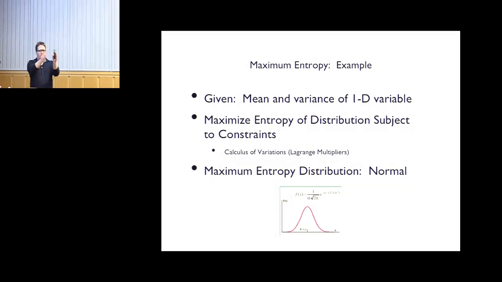You could do the same thing on some finite set of numbers on the real line or something, and you'd get a uniform distribution in that case. So all of your famous families of distributions pop up from doing this. If I give you just the mean, it comes out to be an exponential distribution, et cetera.